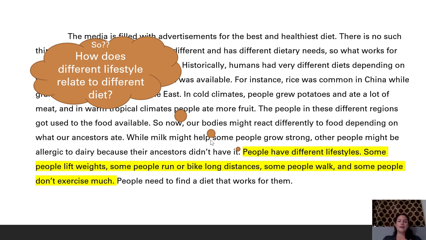The next part I also have a question about. People have different lifestyles. Some people lift weights. Some people run or bike long distances. Some people walk, and some people don't exercise much. So, how does different lifestyle relate back to different diet? Now, this might seem obvious to you, very clear to you, but you need to make it clear to your reader.